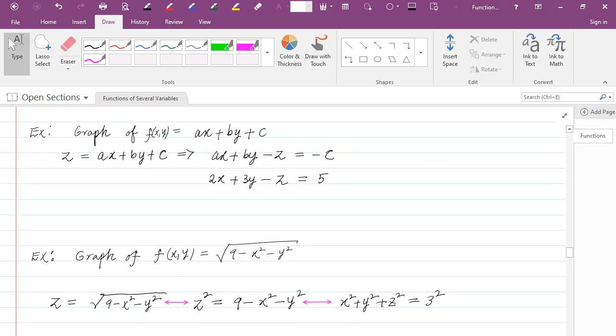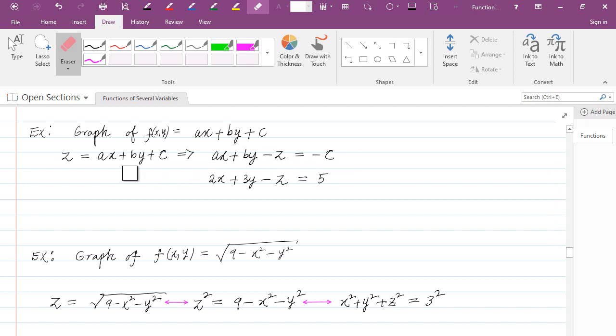Let's look at the next one. If I have f(x,y) equal to ax plus by plus c, then what's the graph of f? Well, labeling f(x,y) by z, we get z equal to ax plus by plus c, which can be rewritten as ax plus by minus z equal to minus c.